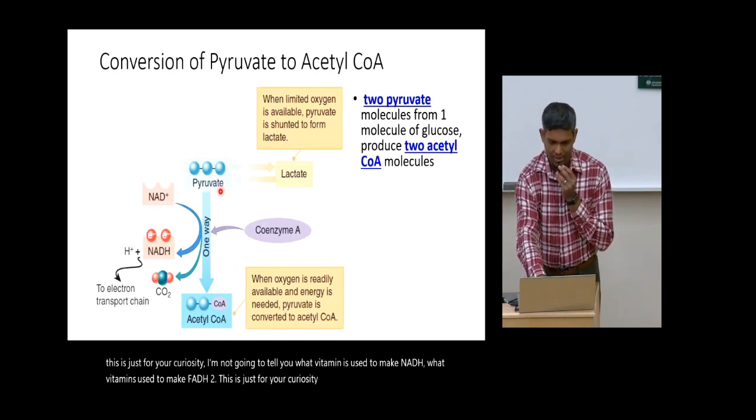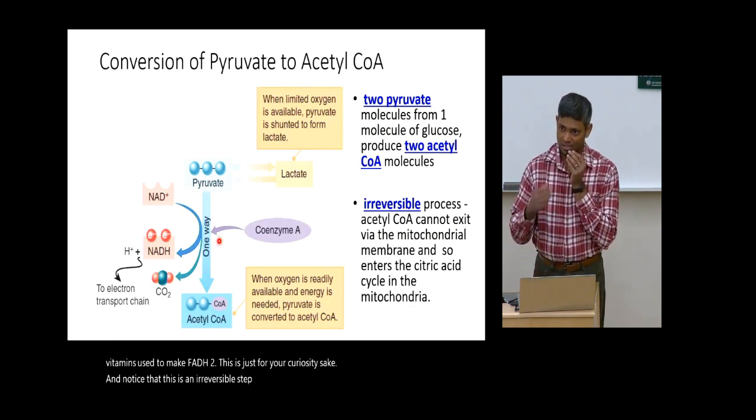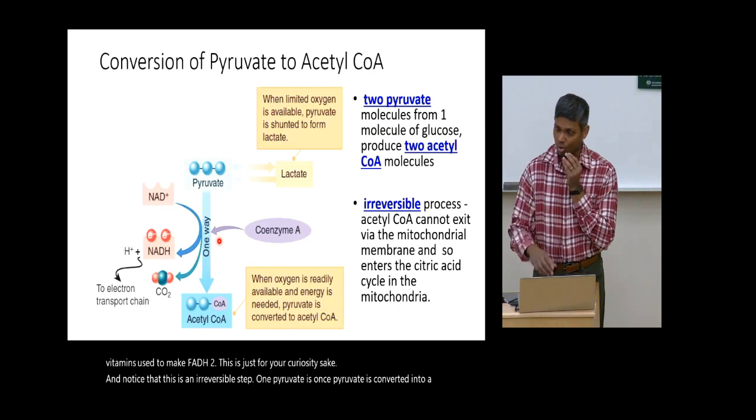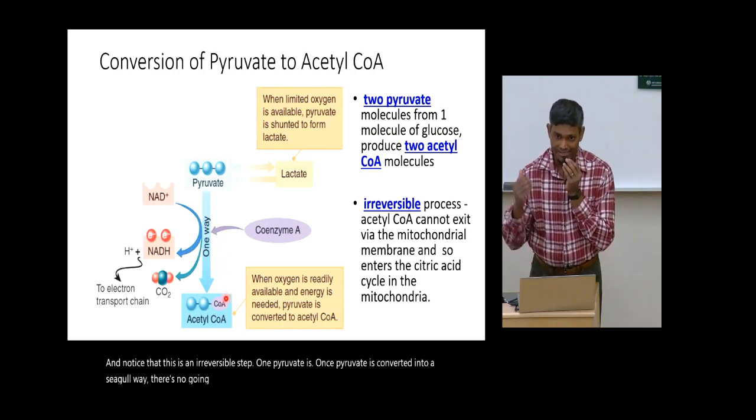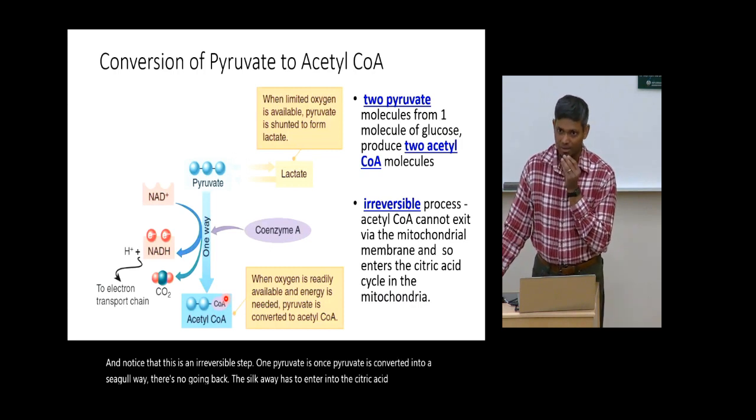And notice that this is an irreversible step. Once pyruvate is converted into acetyl CoA, there's no going back. The acetyl CoA has to enter into the citric acid cycle in the mitochondria.